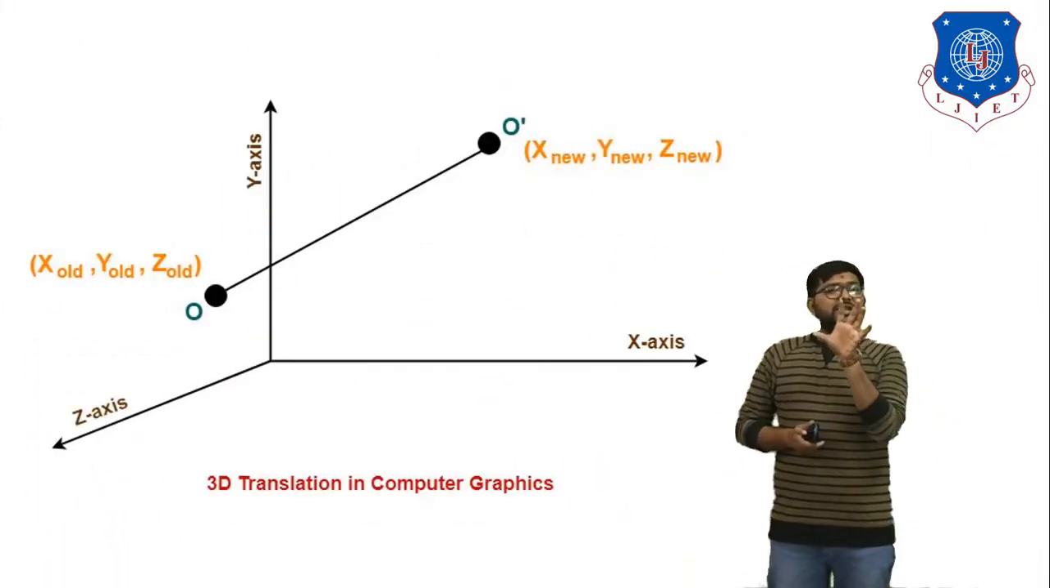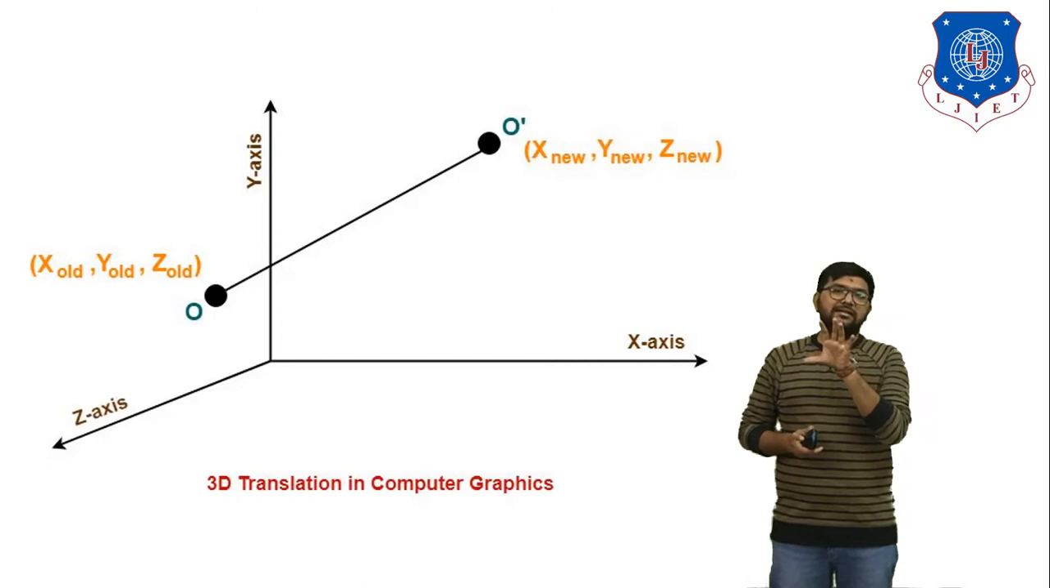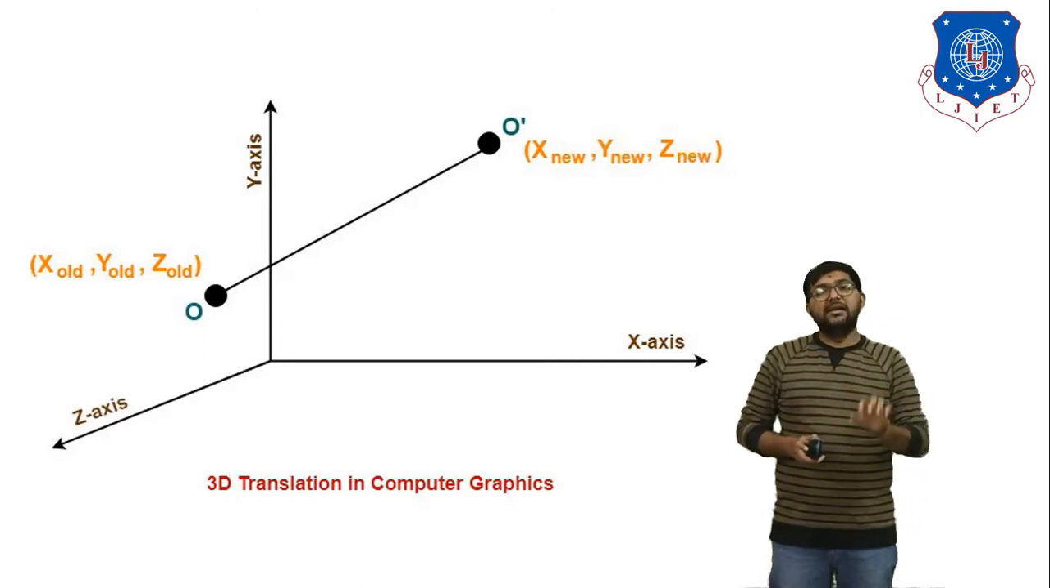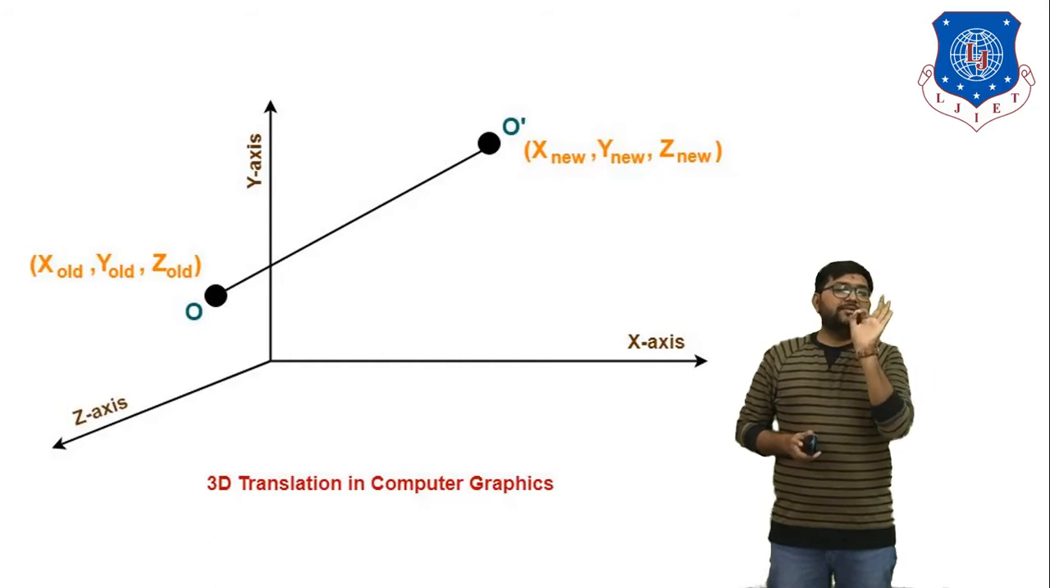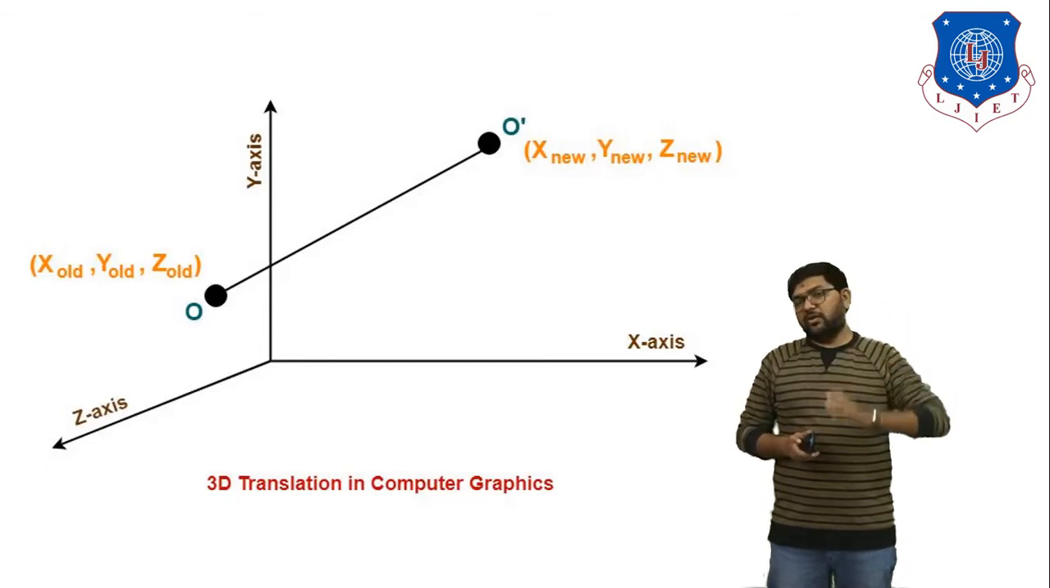Okay, now from this figure you can easily understand what the translation is. In this figure there are three axes: x-axis, y-axis, and z-axis. In this diagram we have 2 points. One point is the old point. The old point is O, and the coordinates of the old point are x old, y old, z old.